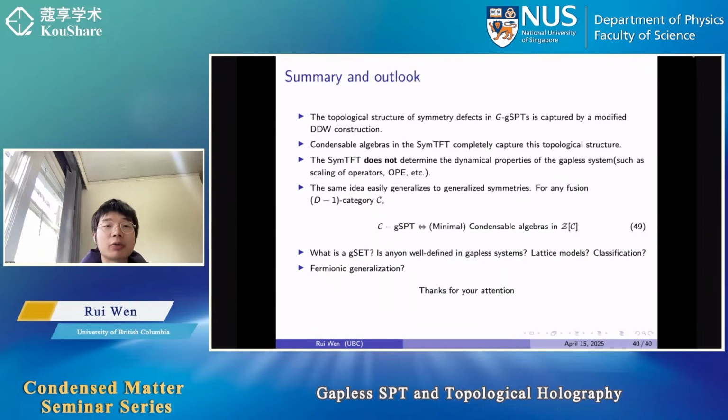Okay, so here's the summary. The topological structure of symmetry defects in G-gapless SPTs is captured by a modified decorated domain wall construction. Condensable algebras in the SymTFT completely capture this topological structure. But the SymTFT does not determine dynamical properties of the gapless system, such as scaling of operators, operator product expansion, etc. And the same idea generalizes to generalized symmetries.